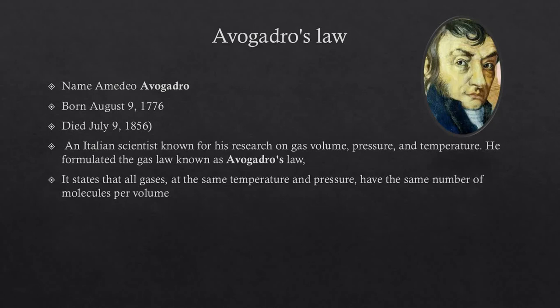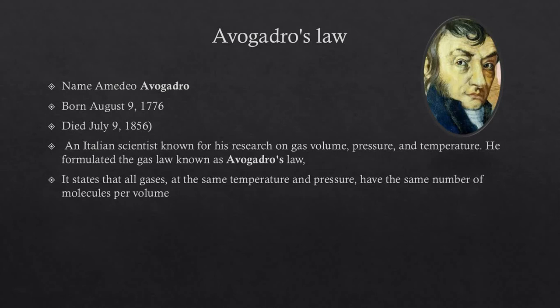Another law was Avogadro's law. His name was Amedeo Avogadro. He was born in 1776 and died in 1856. He was an Italian scientist known for his research on gas volume, pressure, and temperature. He formulated the gas law known as Avogadro's law.